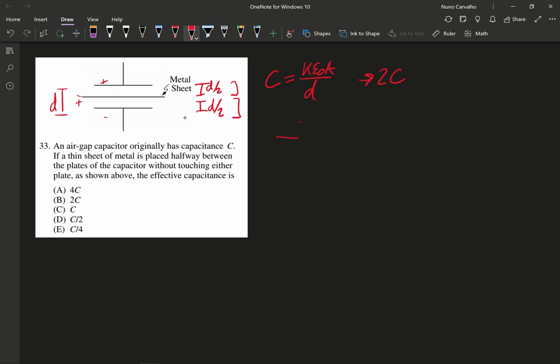But then we have two capacitors that are in series, and so we use the formula that the equivalent capacitance will be given by 1 over the two capacitors that we have here in series, which is to say the new equivalent capacitance will end up just equaling C again, and so the answer here is C.